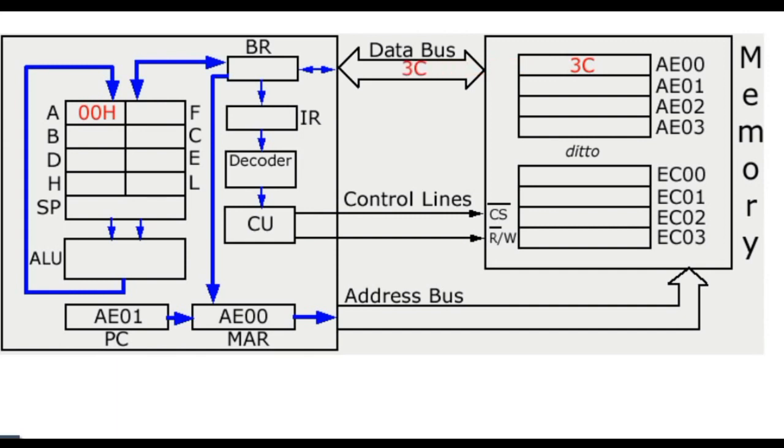So it's taken via the data bus to the buffer register, and a copy is then sent to the instruction register. When the opcode is in the instruction register, we regard this as the end of the fetch. That's the end of the fetch part of the fetch, decode, execute cycle.